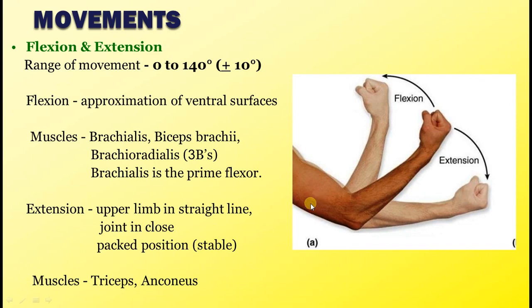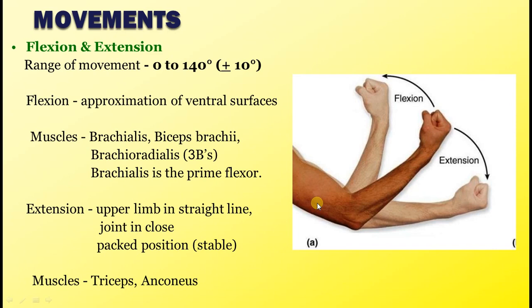So flexion is mainly brought about by the biceps brachii muscle, the brachialis muscle, and the brachioradialis muscle. So BBB, 3 B's, like big B. That is the biceps brachii, brachioradialis, and the brachialis. The brachialis is actually the prime flexor. It is a very powerful flexor, whereas biceps is only a weak flexor. Okay, brachioradialis also helps in flexing the joint. Even though it is an extensor muscle, it helps in the flexion.